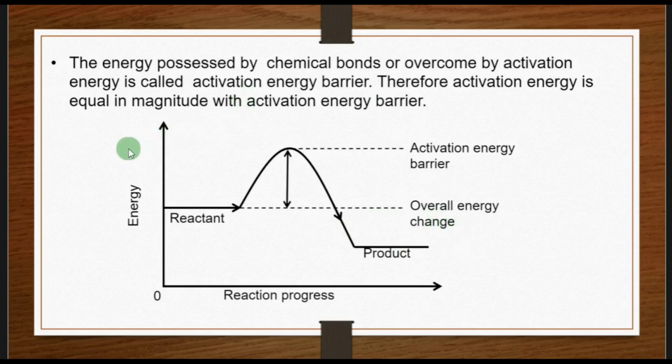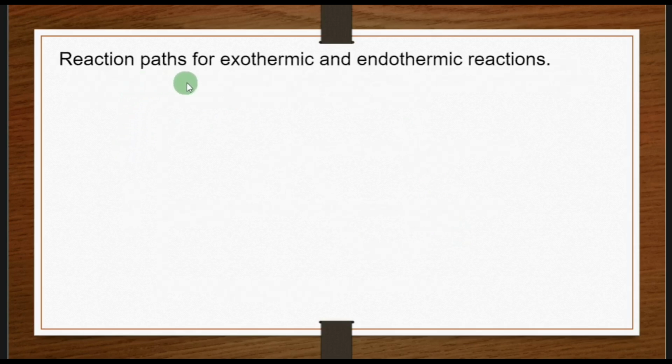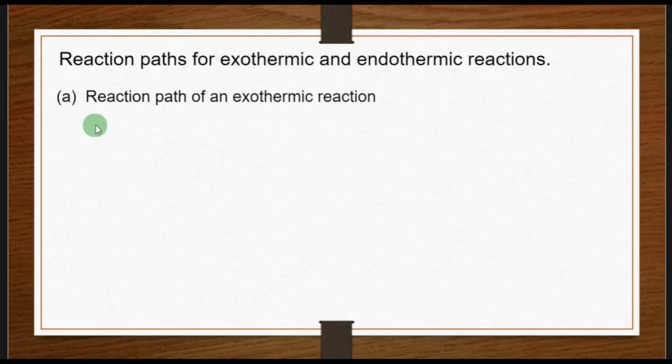All right, so now we are going to look at reaction paths for exothermic and endothermic reactions. These are the types of chemical reaction. An endothermic reaction absorbs heat from the surroundings, while an exothermic reaction releases heat to the surroundings. So how does the energy profile look for exothermic and endothermic reactions?